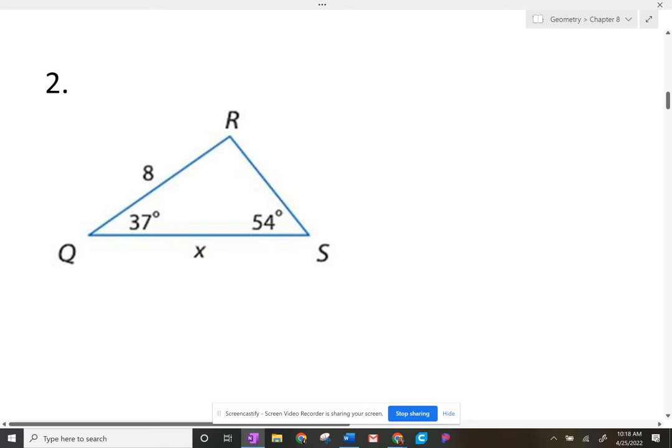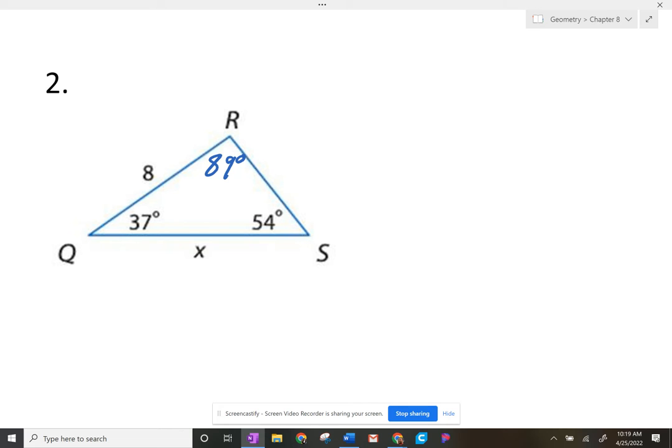How many degrees are in a triangle? 180. Okay, so I've got 180 degrees in a triangle. I could subtract the other two angles from it. I could take 180 minus 37 minus the 54, and I'm left with this angle equaling 89 degrees. Again, we just need two angles to make that one work. Because they gave us the two angles, and we didn't have this one, we just had to subtract from 180 to get that missing angle.